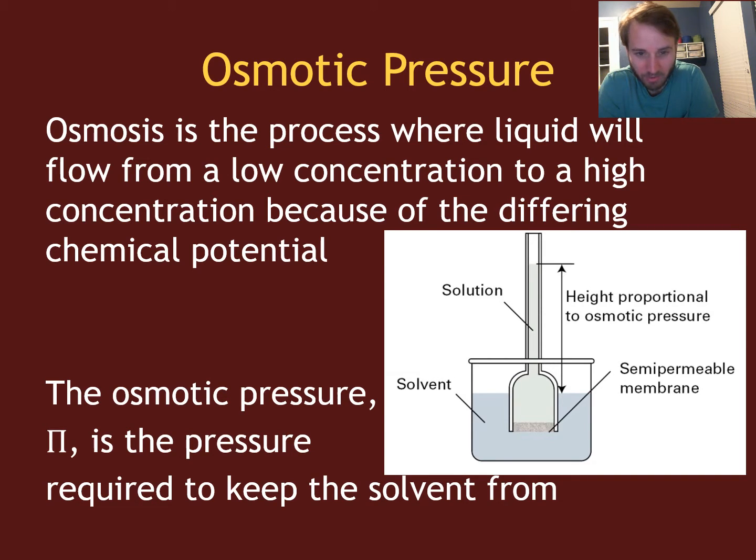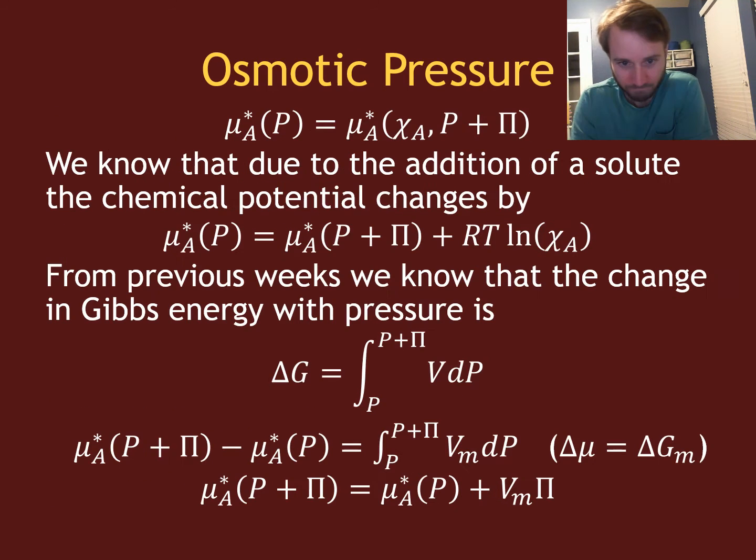Now, the osmotic pressure, which is often given by the symbol capital pi, is the pressure required to keep the solvent from doing exactly that, from flowing from a low concentration to high concentration solution. So, how do we calculate what this pressure is? Well, as we've been doing for all these other colligative properties, it all comes down to looking at the chemical potentials, okay?